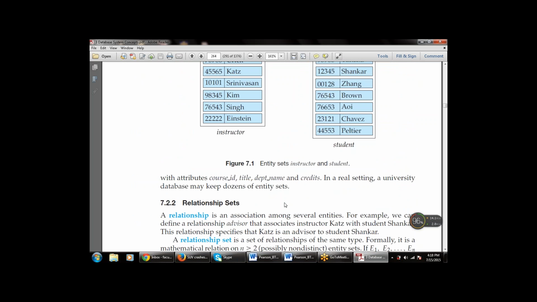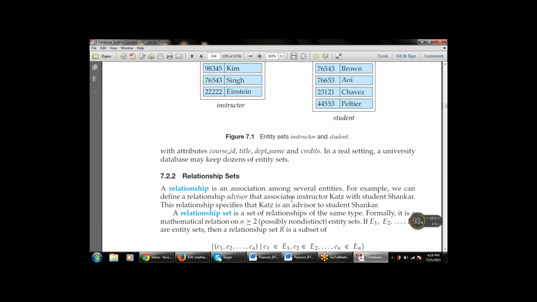Then we also discuss the relationship sets. In the same way that there is a group of entities and a group of attributes, there is a group of relationships also. The relationship between two entities is represented by a relationship set. A relationship set is nothing but a container, a group, a set of relationships of the same type, that is, one to one or one to many.